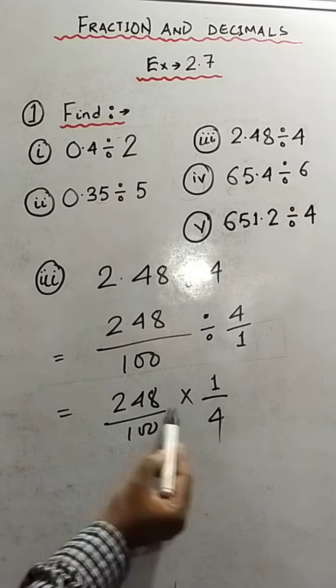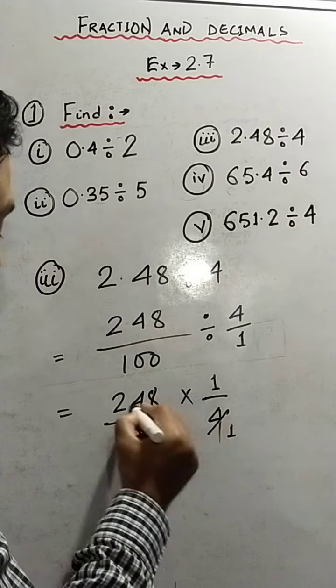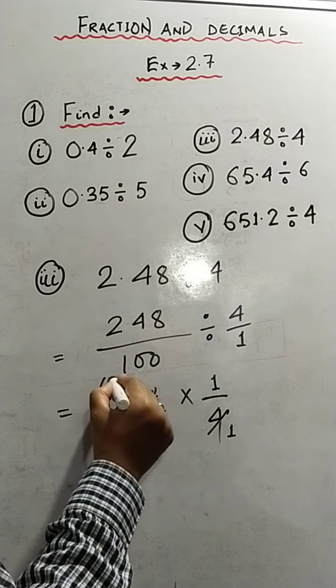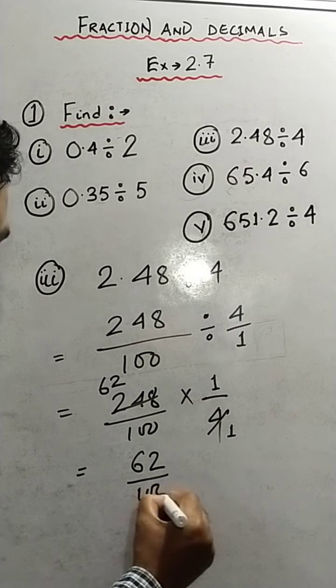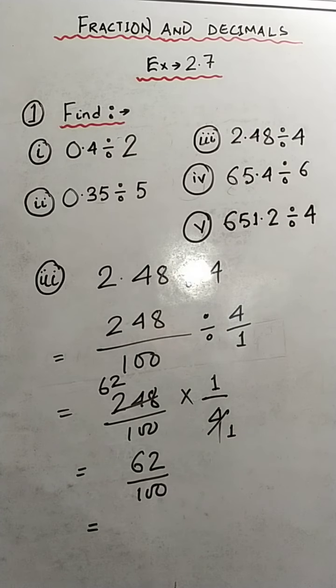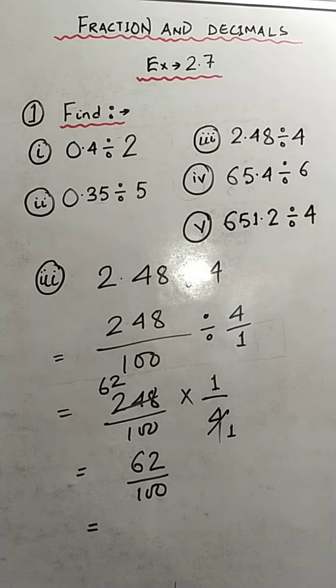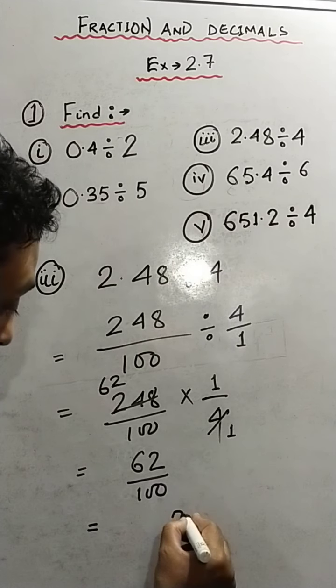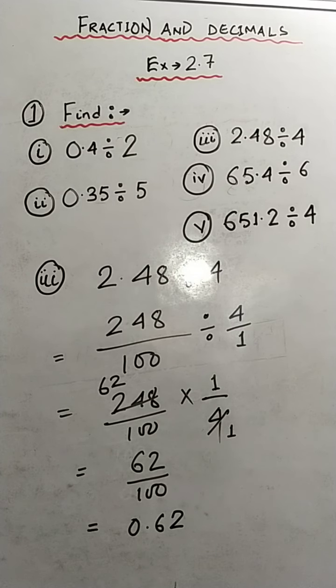Now we have to reduce these two numbers. So 248 can be reduced by 4. That means 4 ones are 4, 4 sixes are 24, 4 twos are 8. So it will look like 62 upon 100. And as you know, you have to convert this fractional form into decimal form. So the answer is 0.62. Okay. This is a very easy sum, students. Now let's move on to sum number 4.